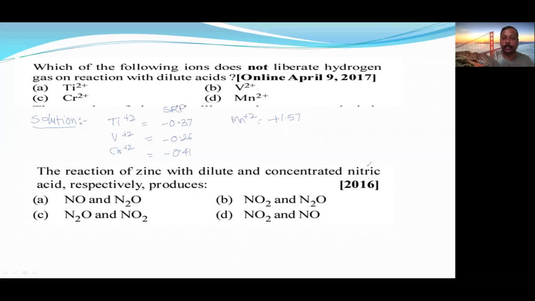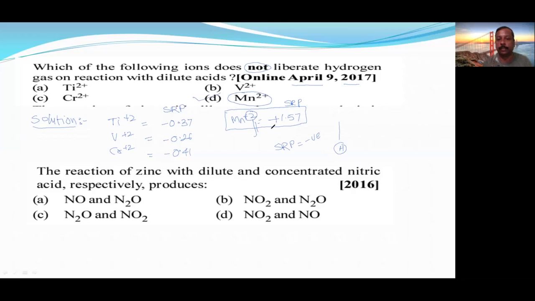Okay, students, this was a surprising question which occurred in the online exam conducted on 9th April 2017. Most of the students were not worried about manganese because manganese was not considered as a less reactive metal, but you should worry about the oxidation state also. Manganese with positive SRP in the +2 oxidation state will not liberate hydrogen. Any metal with negative SRP will start liberating the hydrogen because it will lie above the hydrogen in the reactivity series.